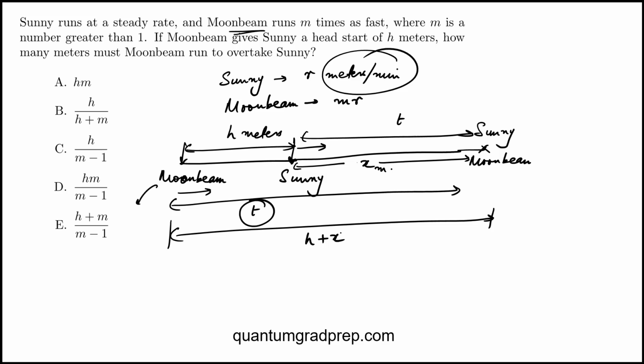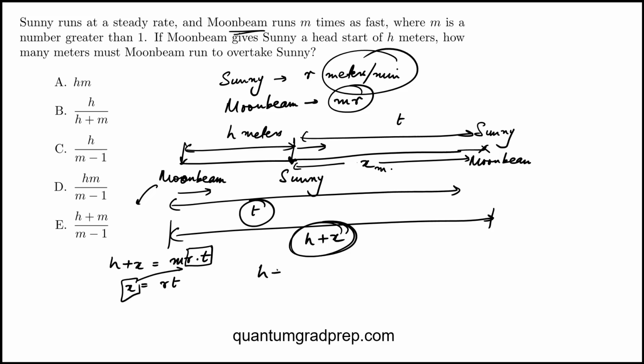So I'll start with Moonbeam. He covers a distance of h plus x. His rate is m times r. So I multiply that rate times time. And this t is the same for Sunny as well. So he will go a distance of x, and that's going to be r times t. And what we need to do is to find h plus x. So what I'm going to do is replace that rt with the x. So that becomes h plus x is equal to mx.